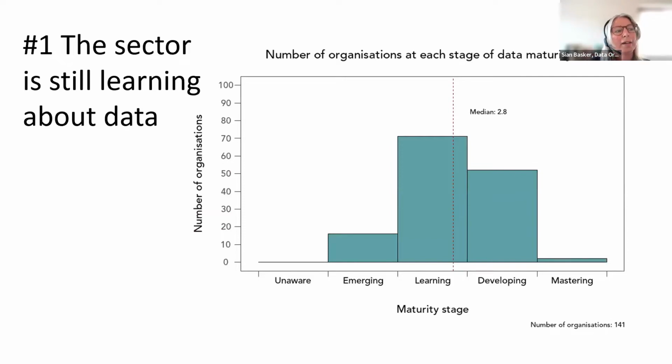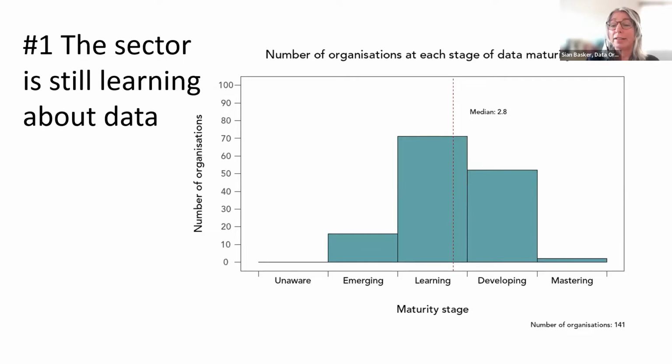In this chart, it's describing the range of data maturity across the sector. You can see that the average is 2.8 out of 5, which puts the sector as a whole in the learning stage. We have no organisations that scored unaware, and to some extent that's not very surprising because users are self-selecting. Organisations that really don't have an interest in data are very unlikely to complete a data maturity assessment. Around 1 in 10 are at the emerging stage, half are at the learning stage.